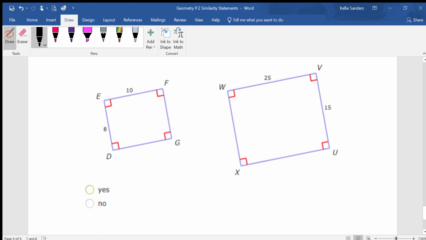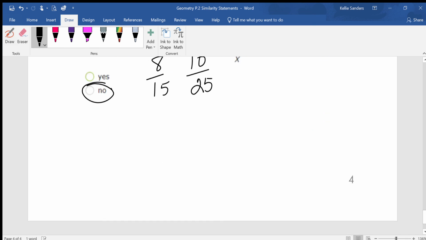The angles are the same, so they could be similar, but we have to find if the similarity ratio is the same. So we go 8 is to 15 and 10 is to 25. Those do not reduce at the same rate, so these are not similar.